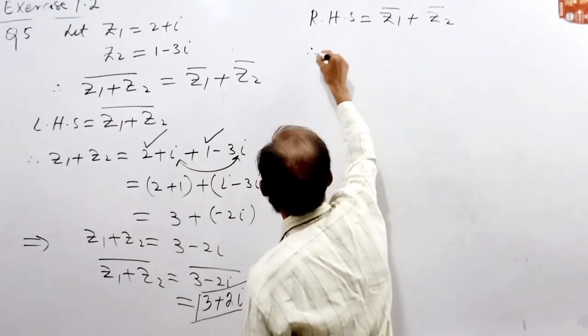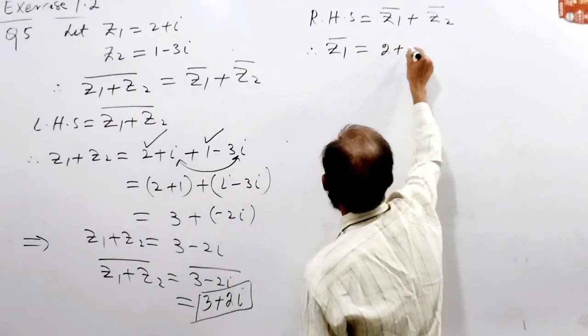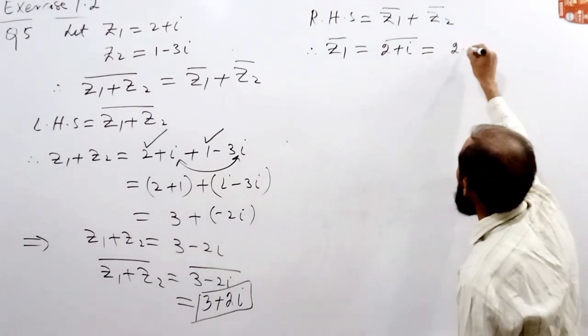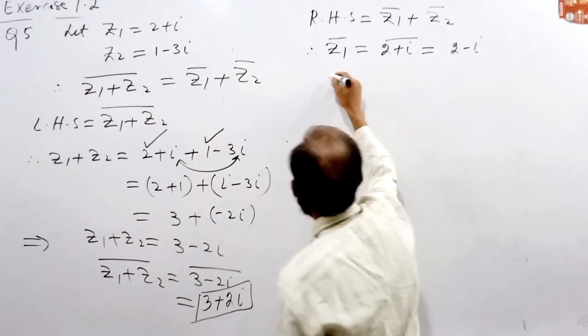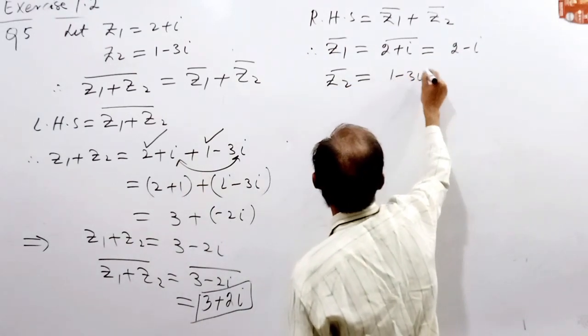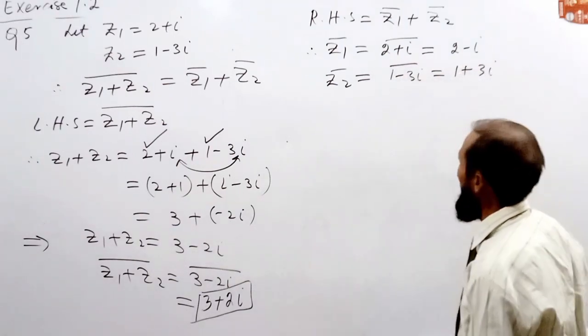First of all, we consider the term z1 bar. The conjugate of 2 plus iota means the positive sign changes into minus: 2 minus iota. Similarly, z2 conjugate, where z2 is equal to 1 minus 3 iota, the sign is also changed here: 1 plus 3 iota.